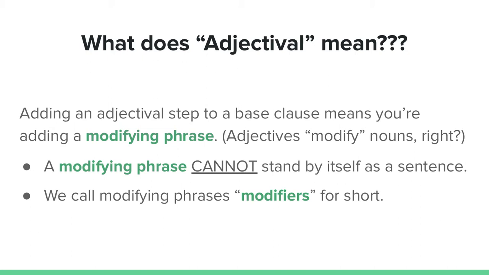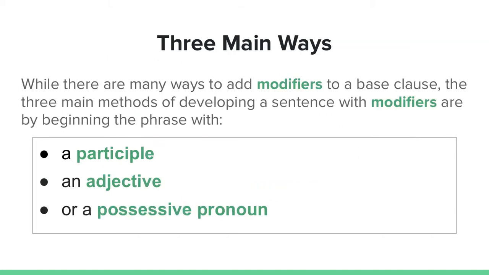So a modifying phrase cannot stand by itself as a sentence. It's not a dependent clause either because it's not a clause. Generally, they don't have subjects, and clauses must have a subject and a predicate. We call modifying phrases modifiers for short. So while there are many ways to add modifiers to a base clause, the three main methods of developing a sentence with modifiers are by beginning the phrase with a participle, an adjective, or a possessive pronoun. So let's go through each of those.